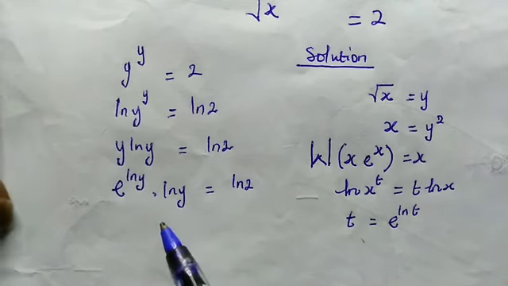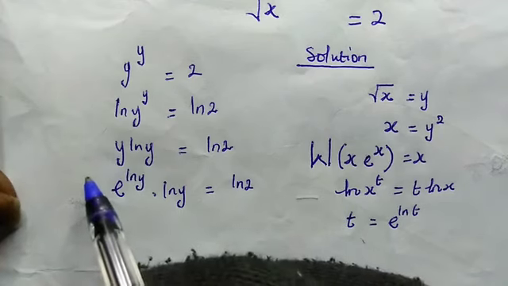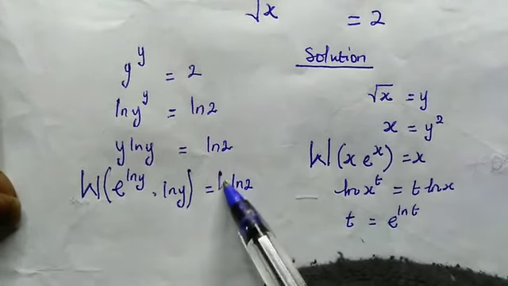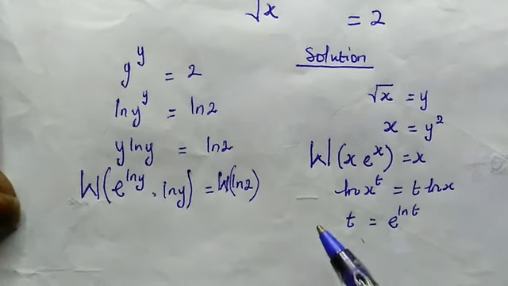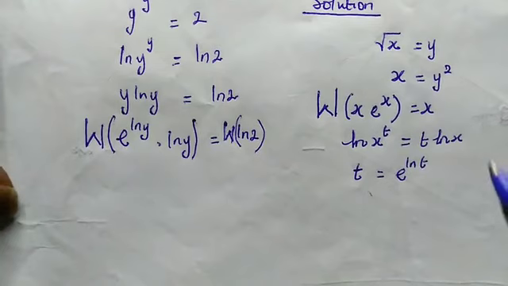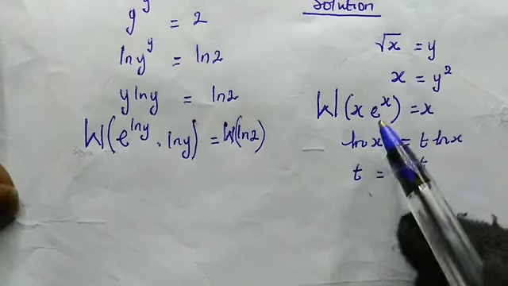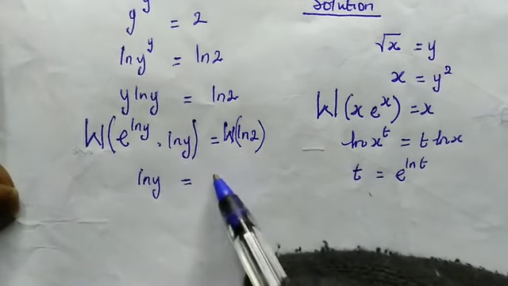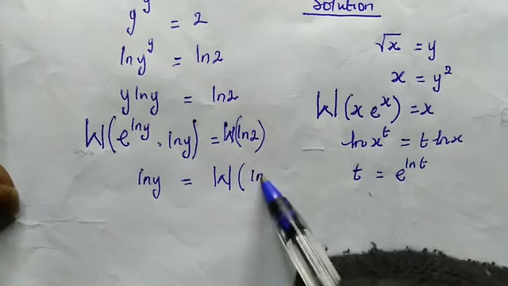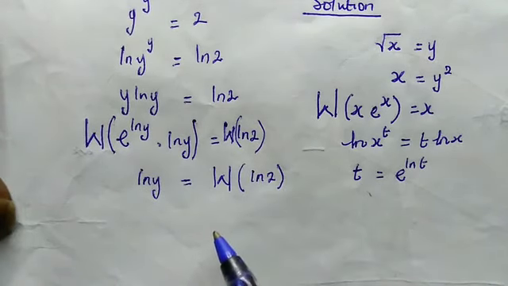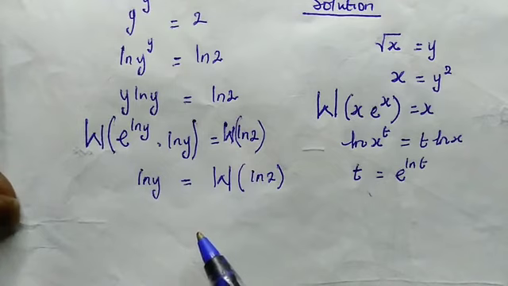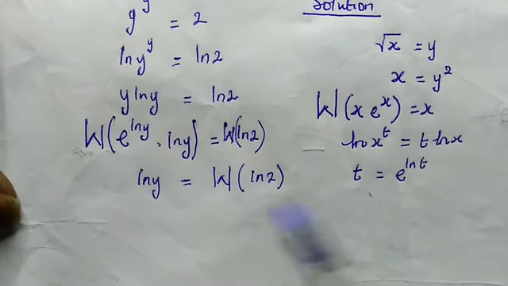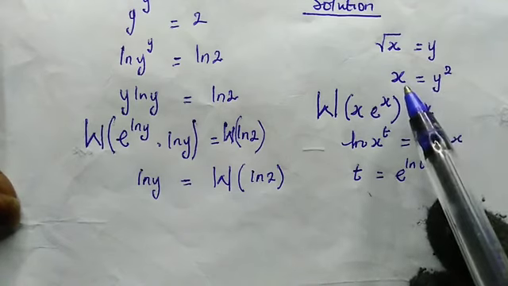So from here we can take the Lambert W function of both sides. So here we have the W of what we have from here. This is equal to the W of the natural log of 2. And with the property of this Lambert W function, we all know this simplifies to the natural log of y, and this is equal to the W of natural logarithm of 2. Now, we are going to solve for y squared, but from here we can actually manipulate this equation to obtain y squared, which is exactly equal to x.